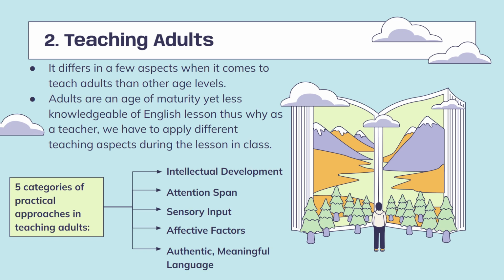Adults are at an age of maturity, yet less knowledgeable of English lessons. Thus, as a teacher, we have to apply different teaching aspects during the lesson in class. Even though adults are mature, many may not have strong English knowledge. This means teachers must adapt their methods, making lessons practical, supportive, and relevant while respecting the learner's maturity. Teaching adults has the same categories of practical approaches as teaching children.